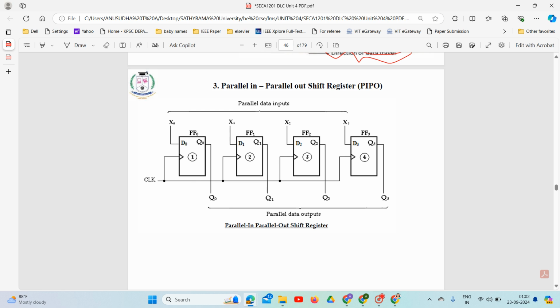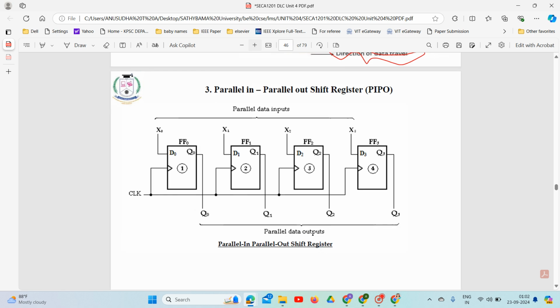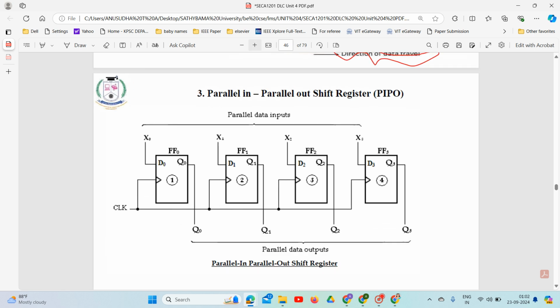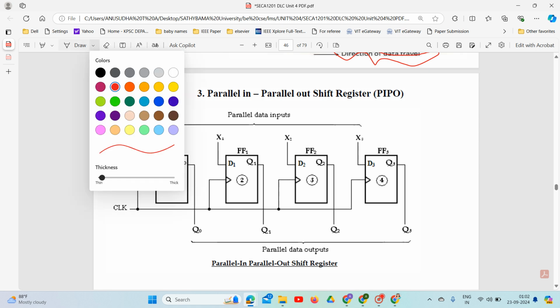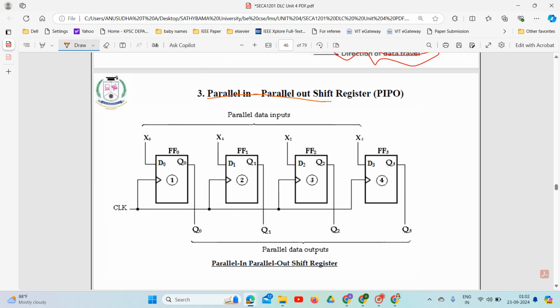Hello students, in this video we are going to discuss parallel in, parallel out shift registers and also parallel in and serial out shift registers. First we are going to discuss parallel in, parallel out shift registers.